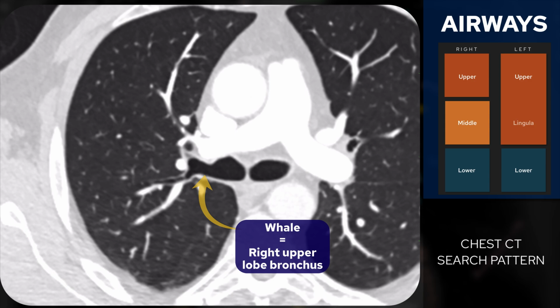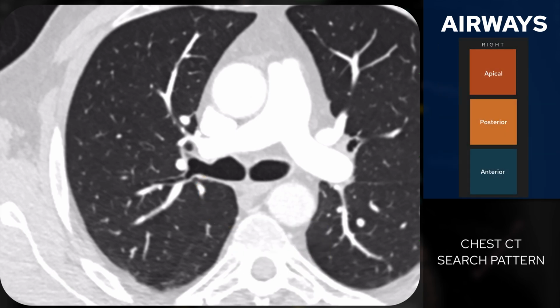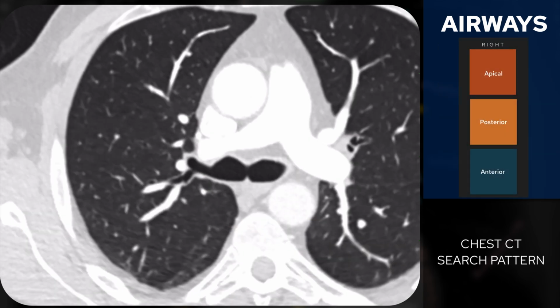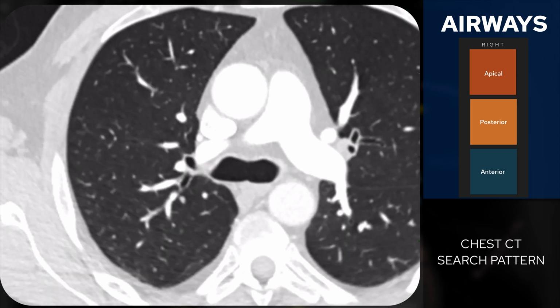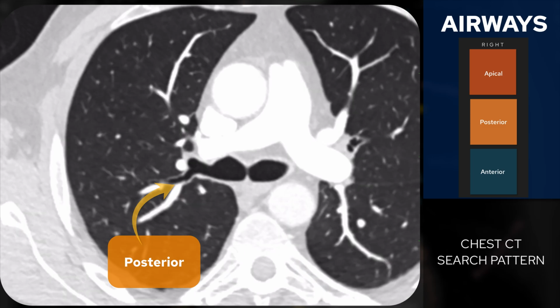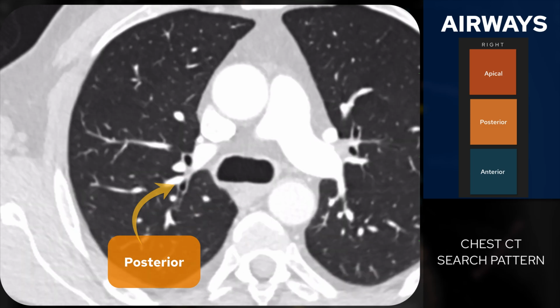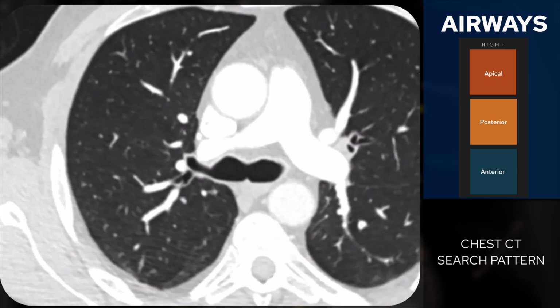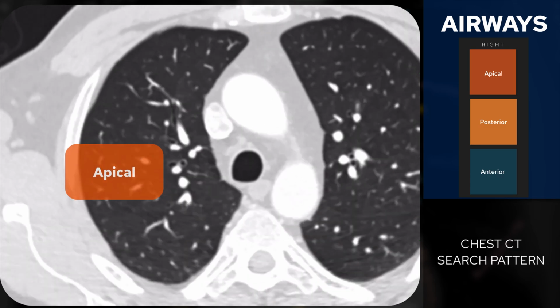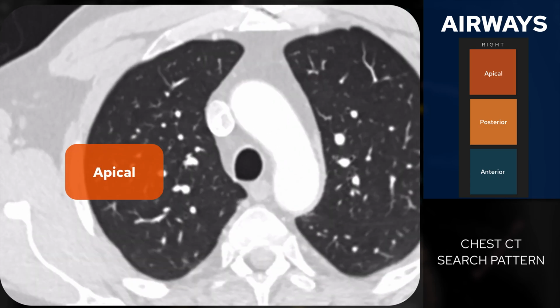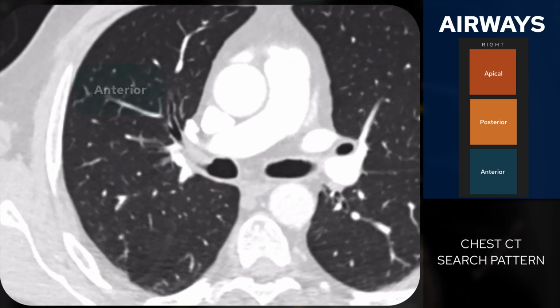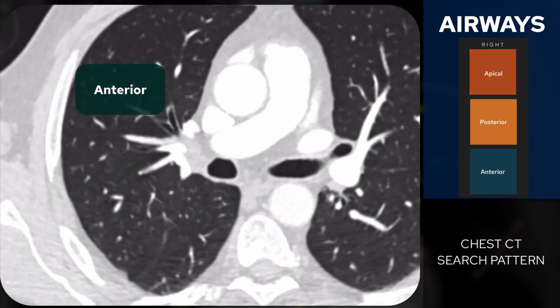This is your right upper lobe bronchus, and that's going to split into 3 segments. Firstly, you've got your anterior segment coming off here. We've got the posterior segment coming behind over here. And then if we scroll up towards the apex of the lung, we should see our apical segment coming off over here as well.